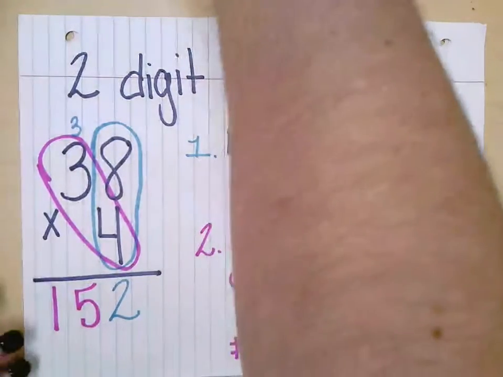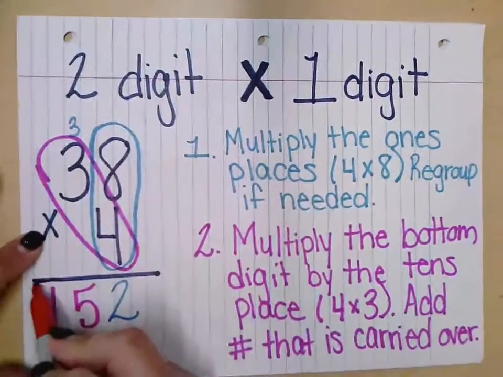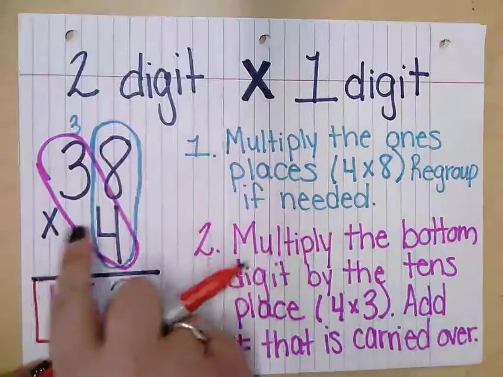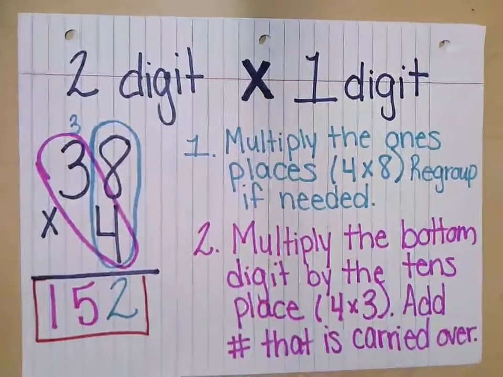My final answer is going to be 152. 38 times 4 is 152.